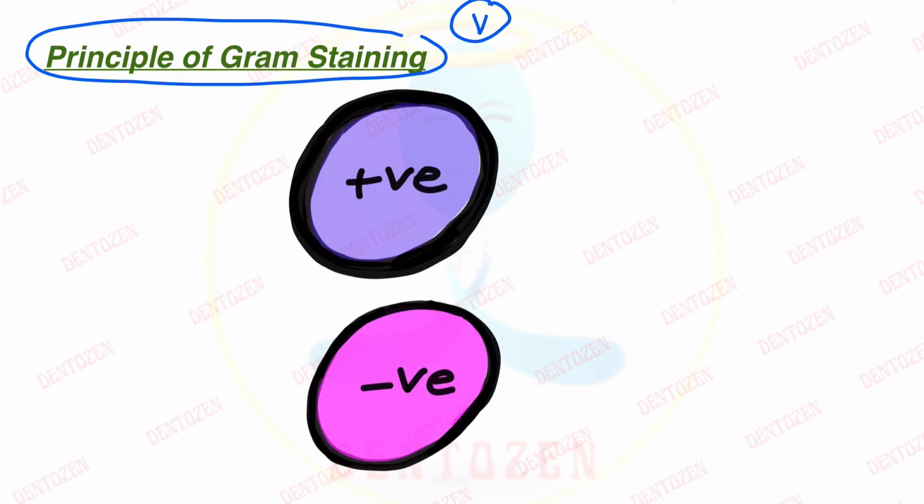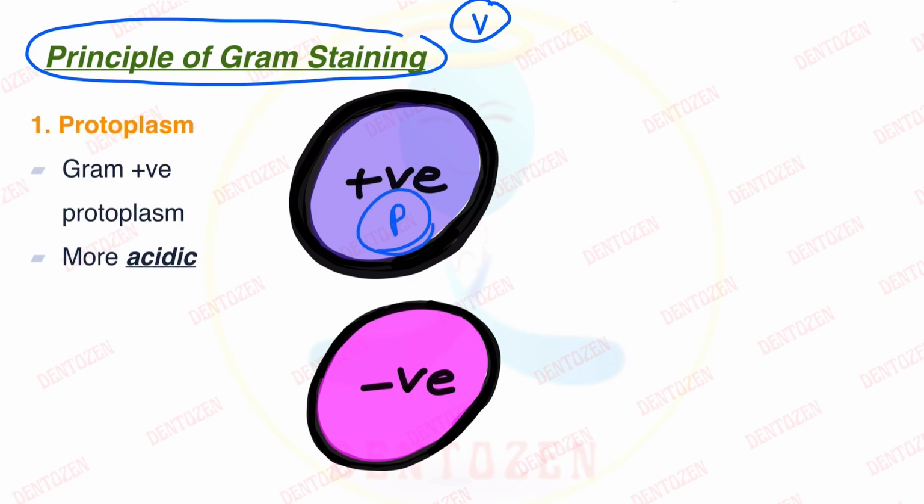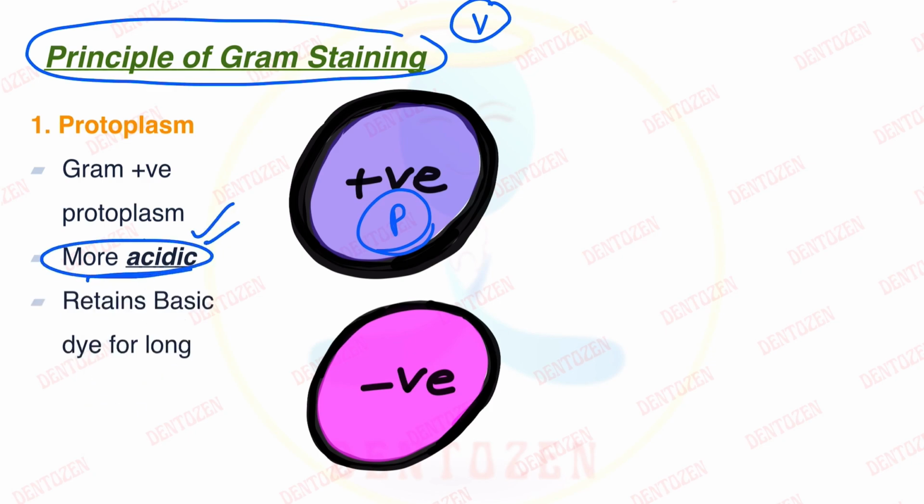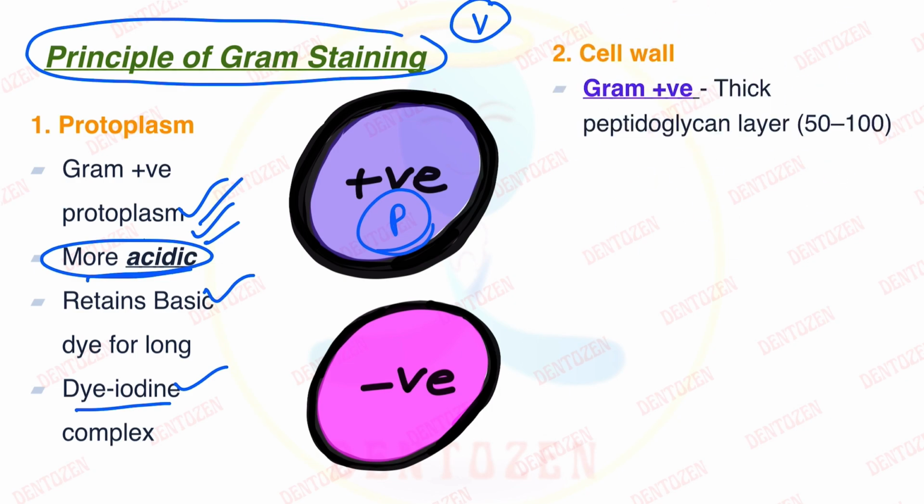So there are two important reasons. First is, if we look at the protoplasm of the gram positive bacteria, they have highly acidic, more acidic protoplasm as compared to gram negative, and this acidic protoplasm can keep the basic dye, iodine dye complex, for longer time. So more acidic protoplasm. Second reason is the cell wall of these bacteria, gram positive, if you see, the cell wall is thicker as compared to gram negative.